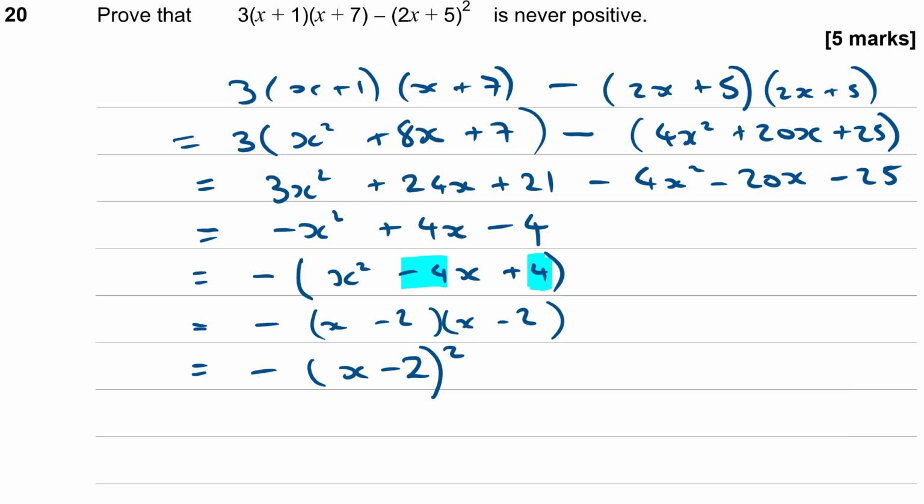Okay, so why is this number always negative? Well, if I take a value and I square it, I'm going to get a positive value or 0. And so if I stick a minus sign in front of that, I'm going to get a negative value or 0. But what I'm never going to get is a positive value. So minus (x minus 2) all squared is less than or equal to 0 for all values of x.